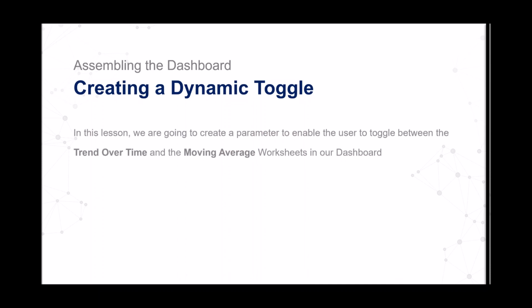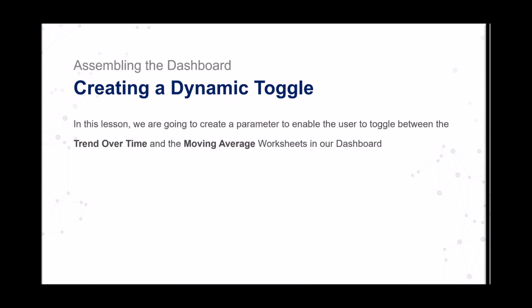Assembling the dashboard, creating a dynamic toggle. In this lesson, we are going to create a parameter to enable the user to toggle between trend over time and the moving average worksheets in our dashboard. So let's go to Tableau and let's create this.